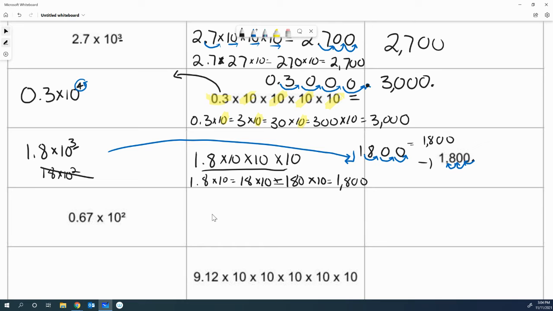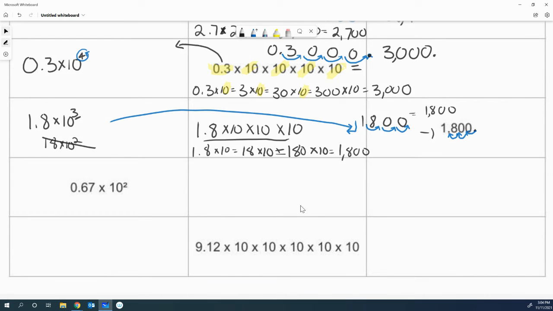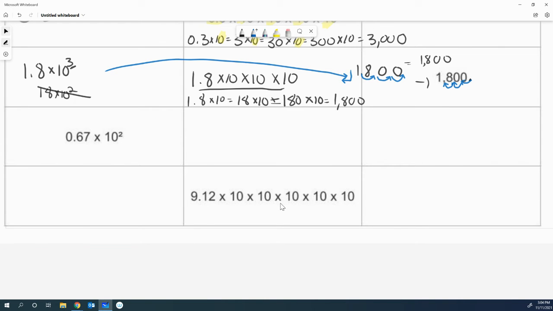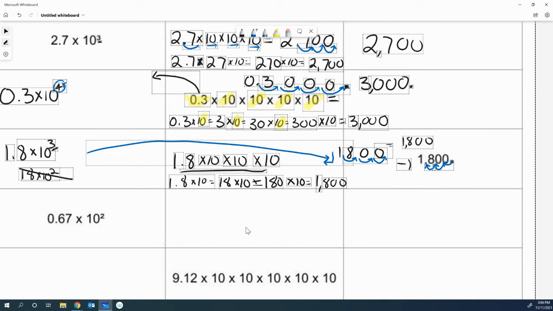Let's go ahead and dive into these next two problems. All right. Oh, goodness. My screen is freezing. That's not ideal. Let's talk about this. 6/700 times 10 to the 2nd power. Oh, it moved again.